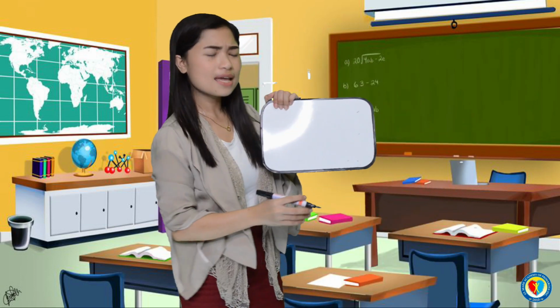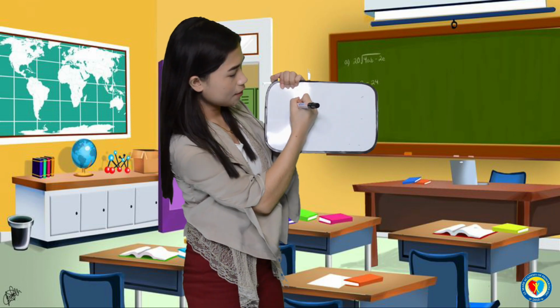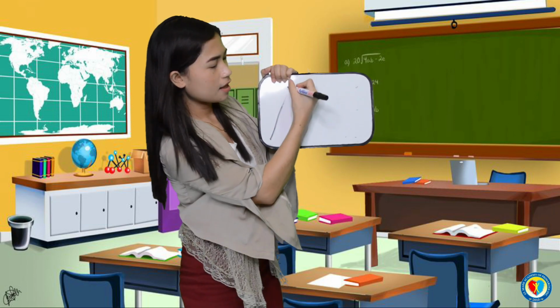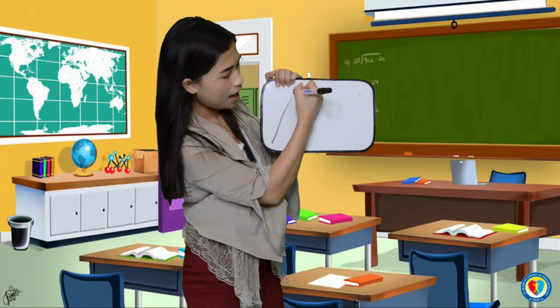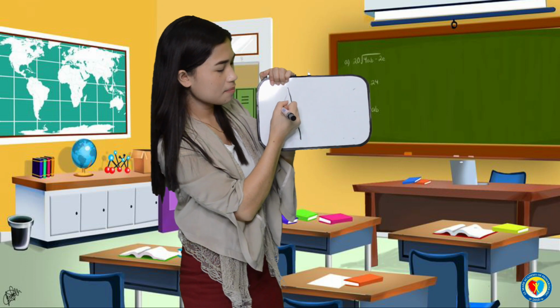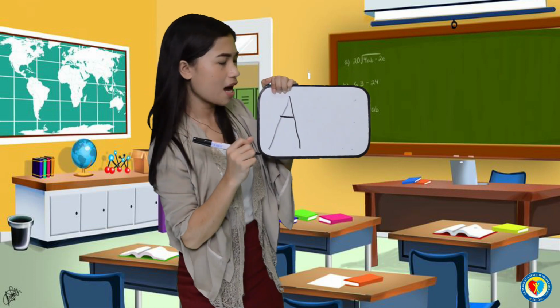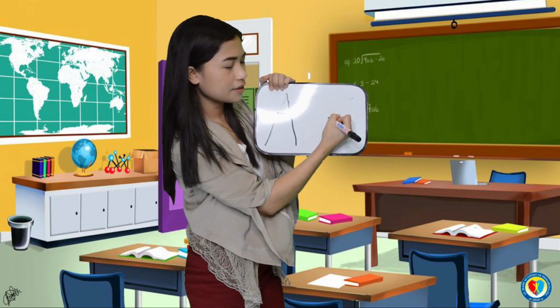To write the big A, let's start from the top down to the bottom, and then go back to the top and go down to the bottom. And lastly, let's go to the middle and make a straight line across. Good job! Now let's do the small letter A.